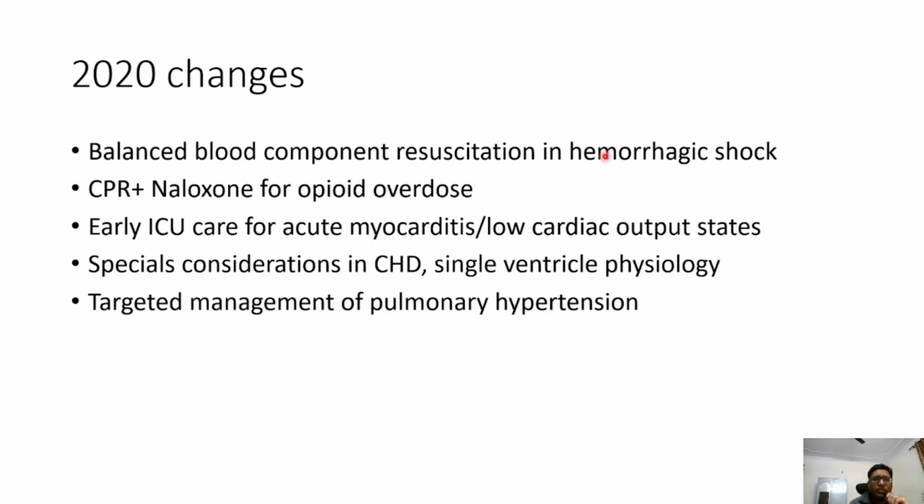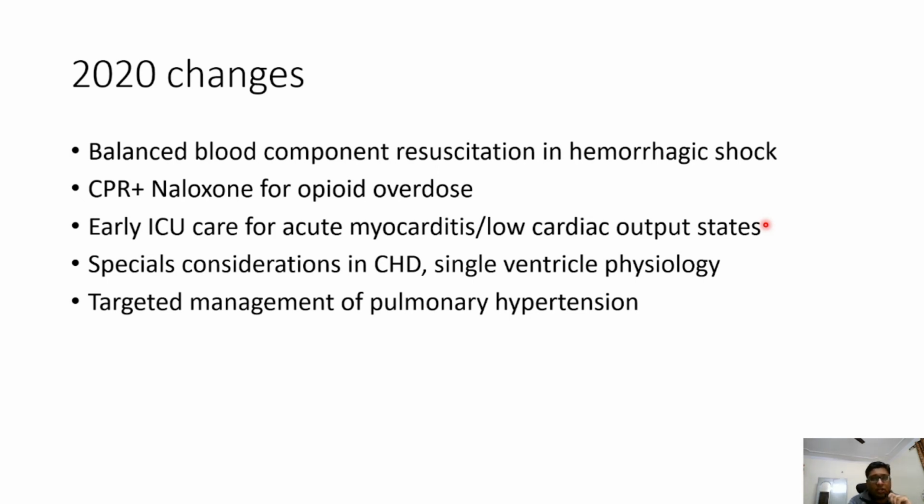Balanced blood component resuscitation is recommended in hemorrhagic shock. If an opioid overdose has led to this arrest scenario, then CPR plus naloxone should be used. Whenever there is acute myocarditis or an acute low cardiac output state, early ICU care is recommended because they might need early mechanical ventilation and mechanical circulatory support like extracorporeal life support, ECLS.